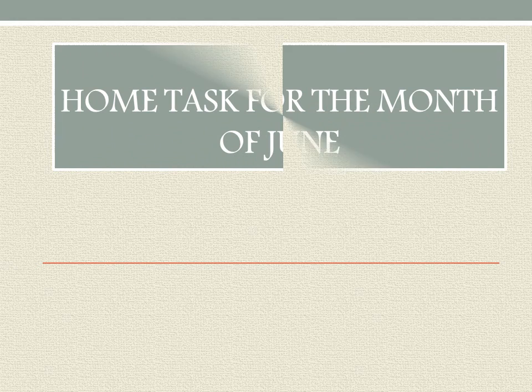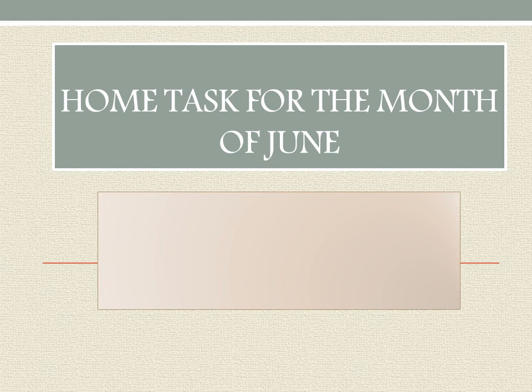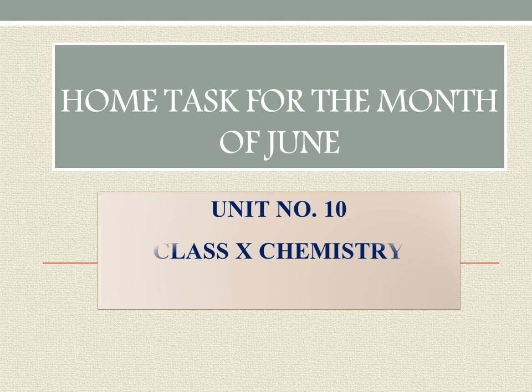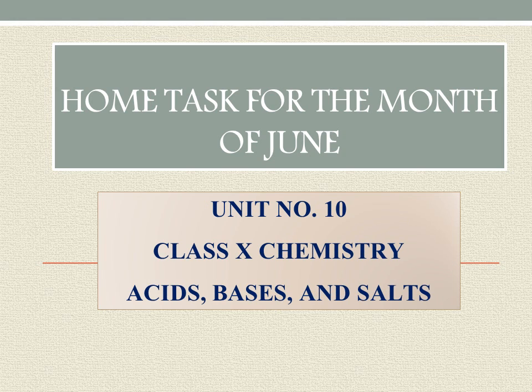As you know, we have started with the home task for the month of June of class 10 chemistry, and we have done question number 1 and question number 2. Question number 1 was taken from chapter number 9, chemical equilibrium, and questions number 2 and 3 have been taken from chapter number 10, acids, bases and salts.